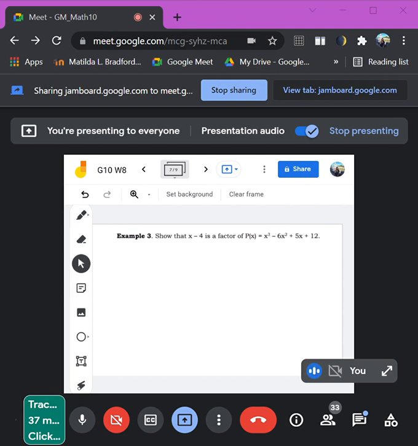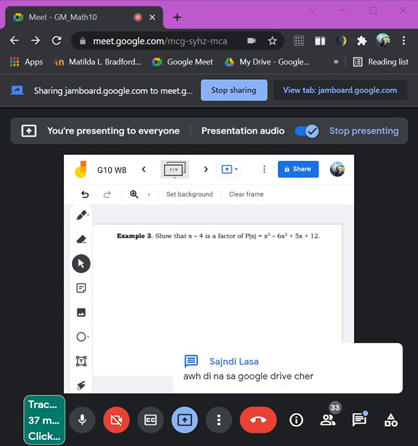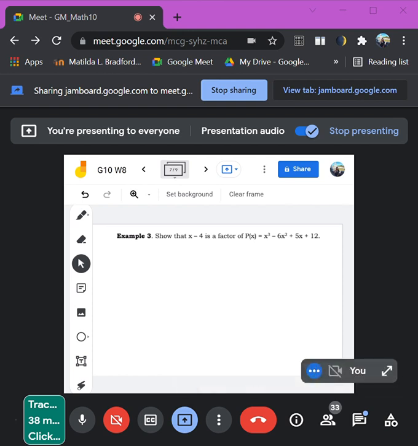I want you to check if x minus 4 is a factor of p of x equals x cubed minus 6x squared plus 5x plus 12. I hope everyone will solve it on paper. And then later on, you can send your solution and answers in the chat or on Messenger. Oh, not on Google Drive. The Google Drive is for your quizzes. So that I can see them more easily now.